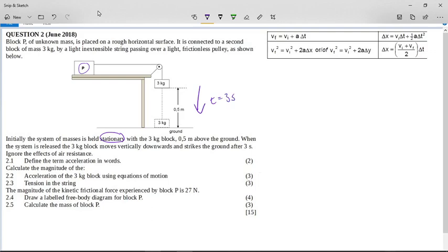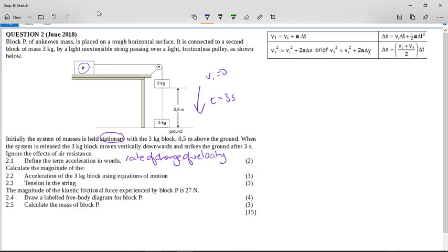Okay, so they told us the initial velocity was 0. It says ignore the effects of air resistance. Define the term acceleration in words. Now this definition is not specifically stated in the grade 12 curriculum, but you should know it from grade 10. Acceleration is the rate of change of velocity, because velocity is in meters per second, and if your velocity is changing, if you're either going faster or slower, you are accelerating, and we measure it per unit time, so it's rate of change of velocity.